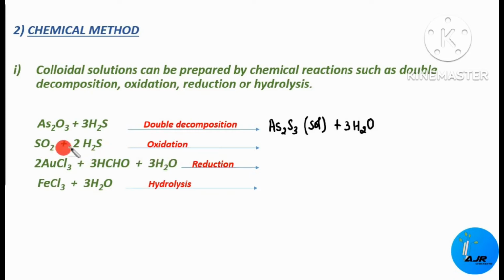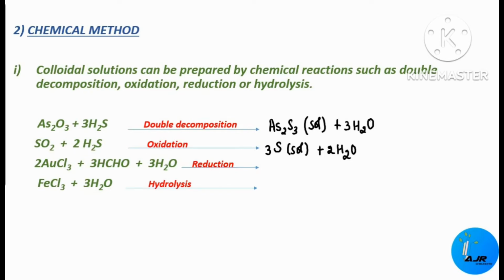See here, sulfur dioxide reacts with H2S and it forms sulfur sol. Okay, it forms sulfur sol. All right, this is a colloidal sol, sulfur sol, plus water molecules. We get 2 molecules of water. Okay, so we are getting sulfur sol, right?